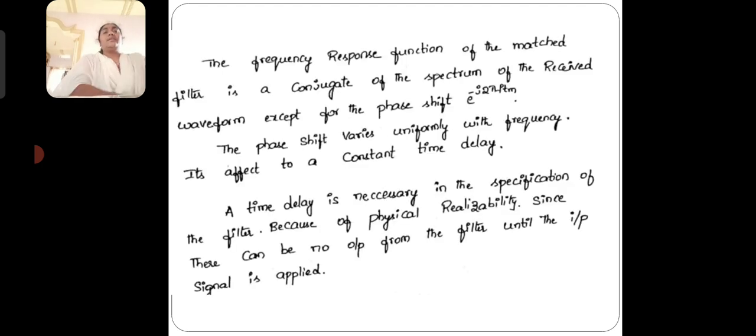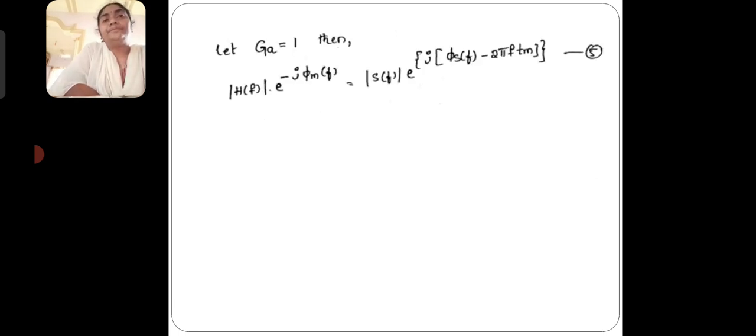The frequency response function of the matched filter is the conjugate of the spectrum of the received waveform, except for the phase shift of e^(-j2πf t_m). The phase shift varies uniformly with frequency. It amounts to a constant time delay. A time delay is necessary in the specification of the filter for physical realizability, since there can be no output from the filter until the input is applied.